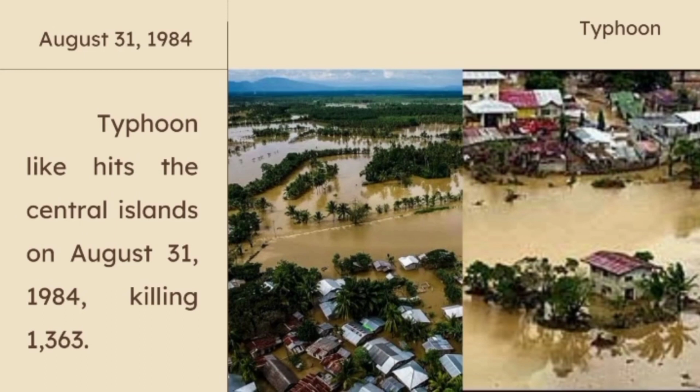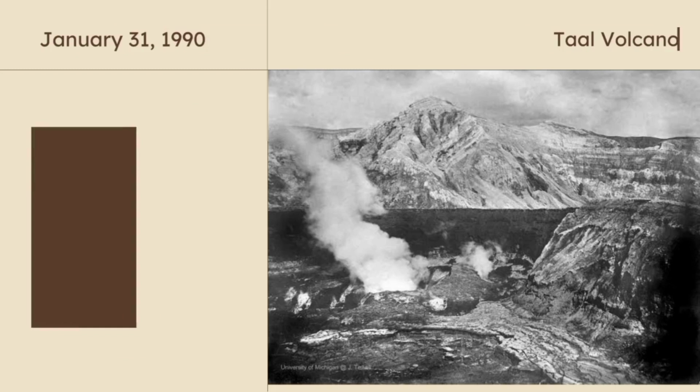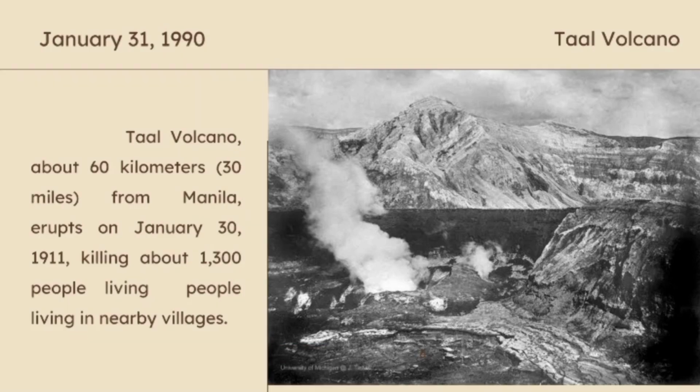an area of disturbed weather south of Guam on August 21, 1984, and 5 days later, it developed into a tropical depression. Next is the Taal volcano.